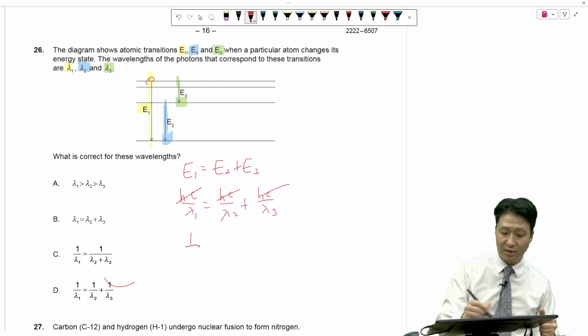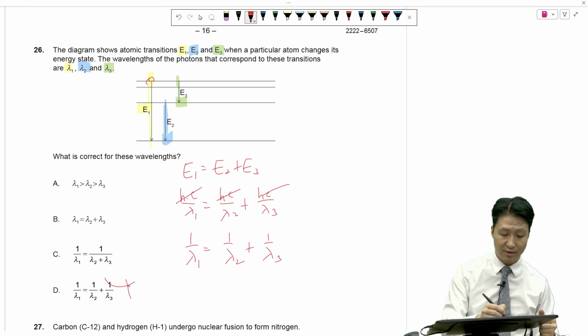Well, all of these are the same. Just 1 over the wavelength of the photon released in the first transition, equals 1 over the wavelength of the photon released by the second transition, plus 1 over the wavelength of the photon released in the third transition. The answer must be D.